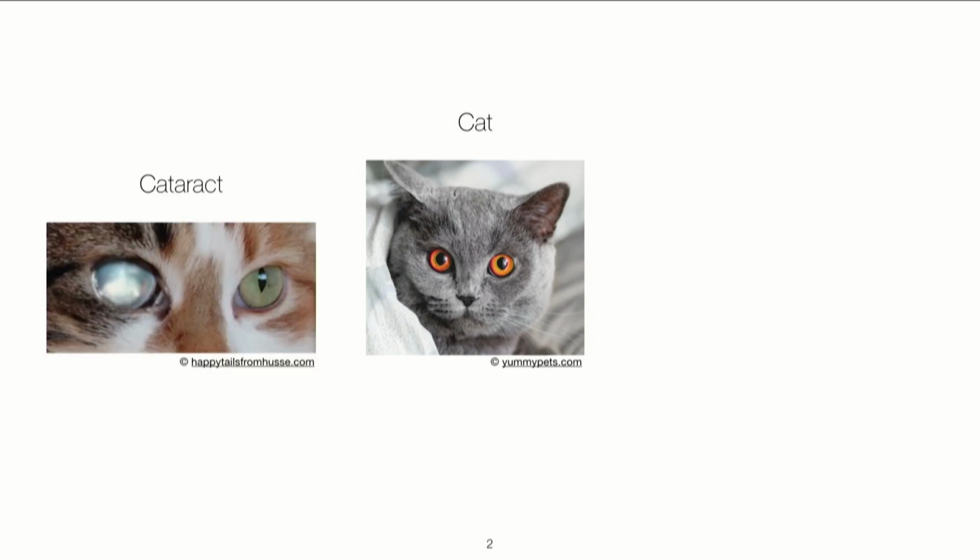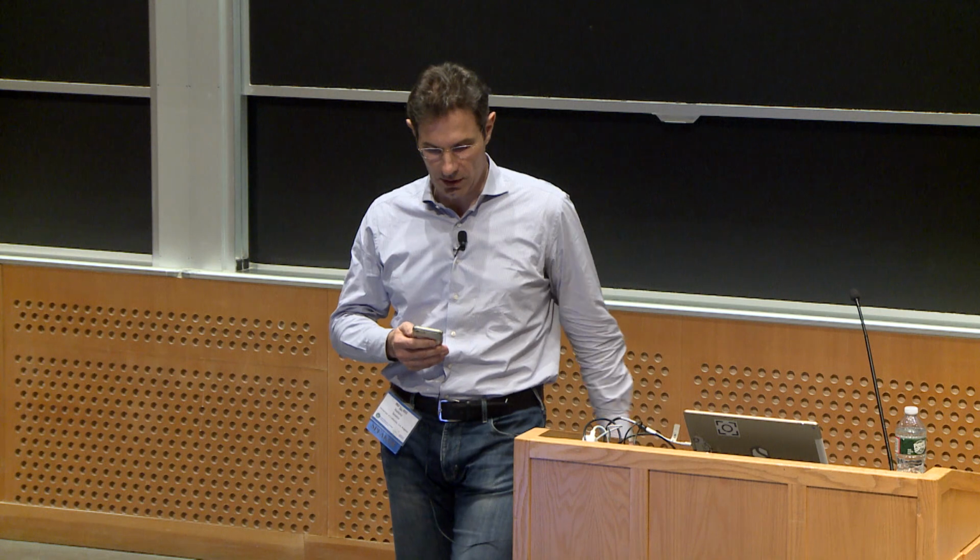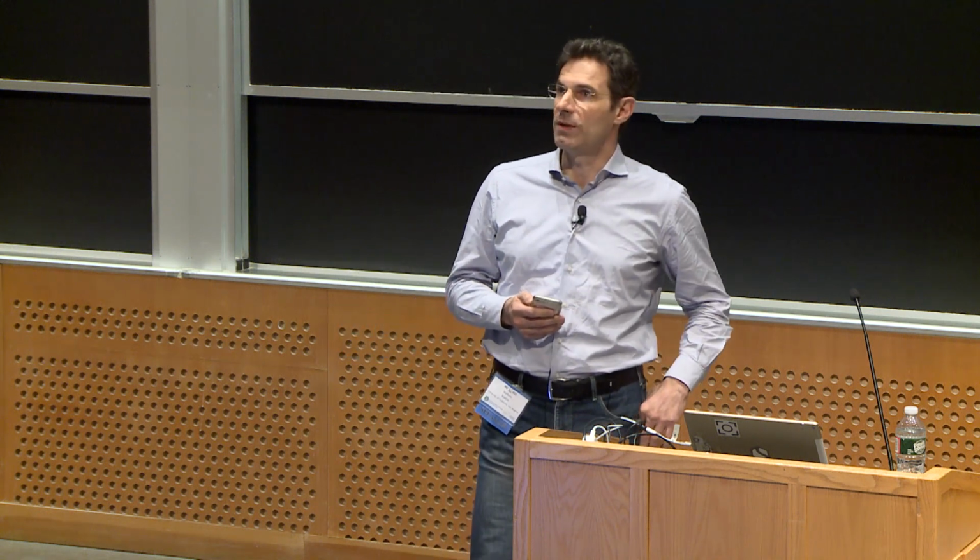Slightly less cute, perhaps, but this is a cat with cataract. Sometimes they're born that way. This is a congenital cataract. And these are Hubel and Wiesel, who in the 60s conducted a number of groundbreaking experiments down the street at Harvard. And I want to tell you about one of them.